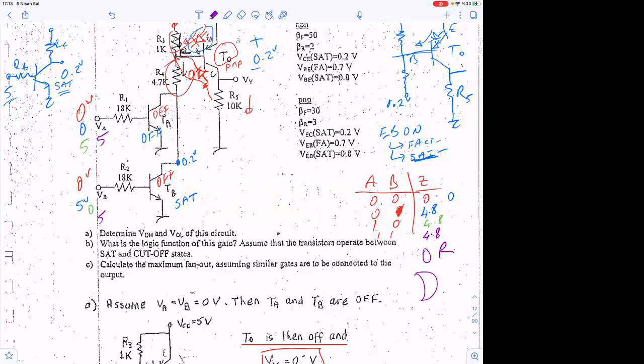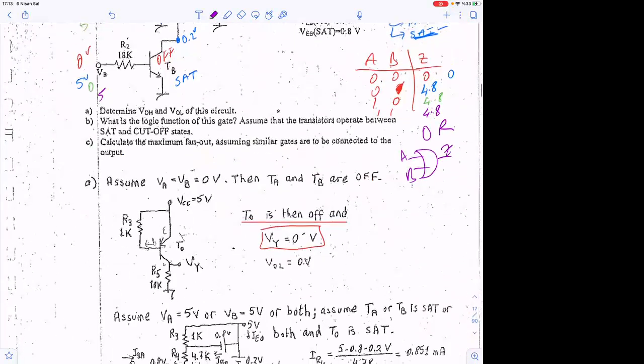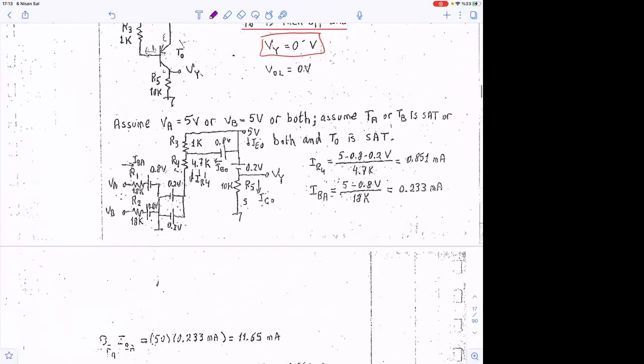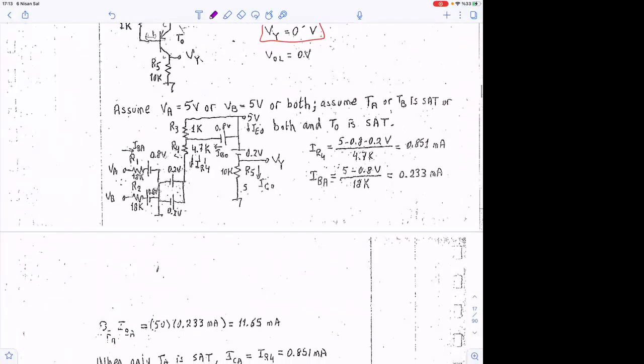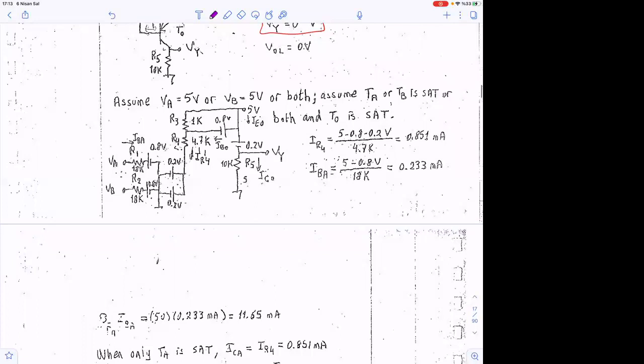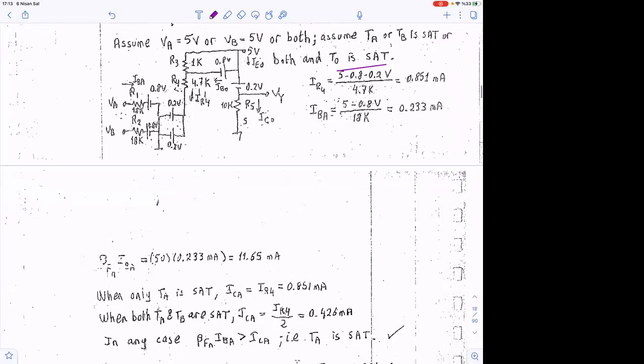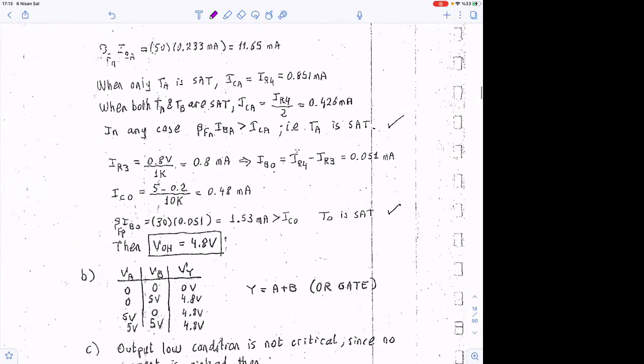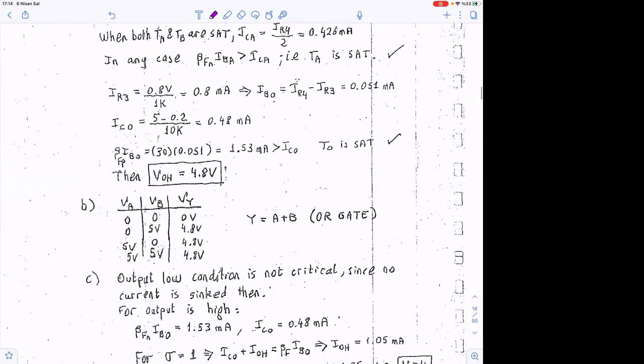So this is the circuit, A, B, and Z, or Y. Sometimes in the exams, we ask you this, and here it's verified that it is in saturation. But look, the same table is found. So OR gate.